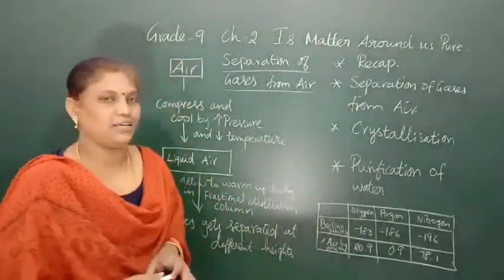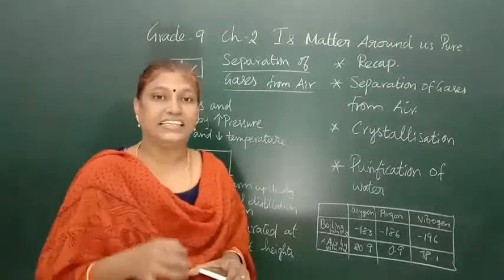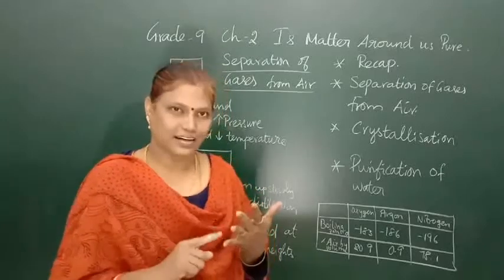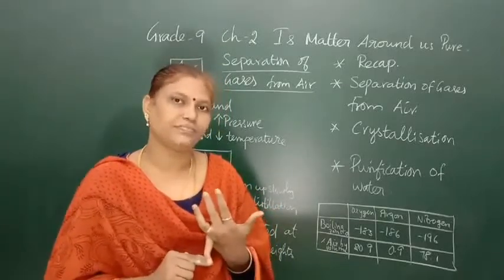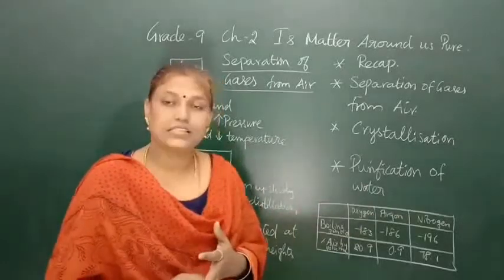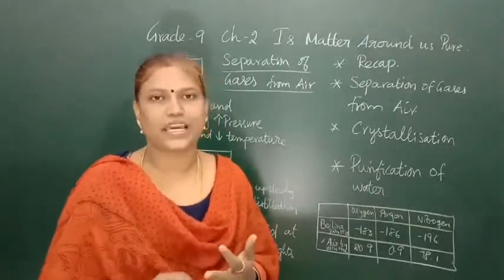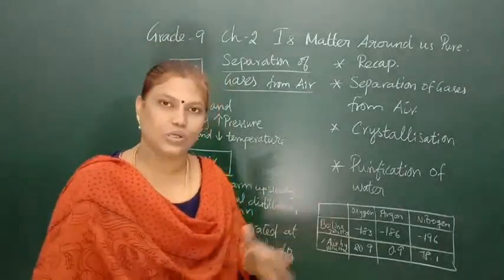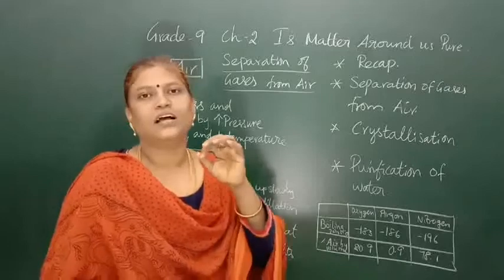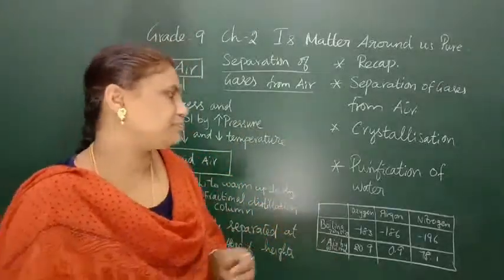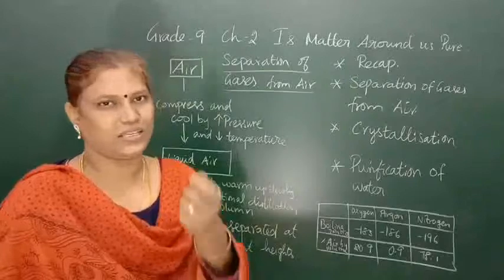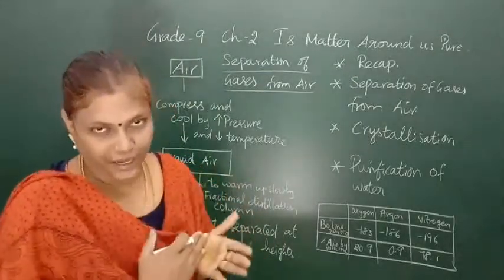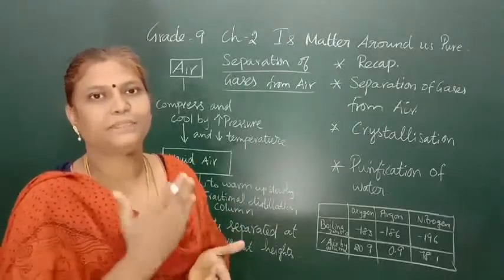Today we are going to see how to separate gases from air. Air contains what things? Air contains mainly nitrogen, around 78.1%, and nearly 20.9% of oxygen, and the remaining is inert gases as well as dust particles and a meager percentage of carbon dioxide. So we can even separate gases from air.